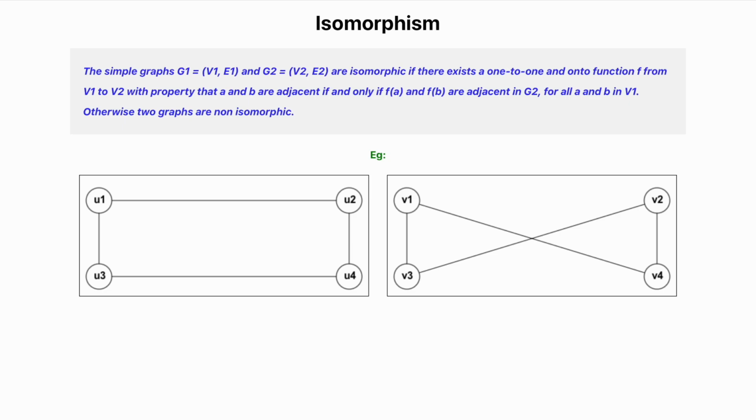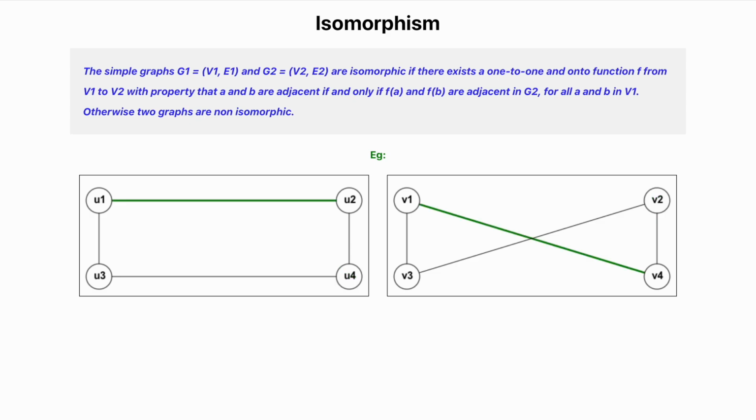In this example, f of u1 is equal to v1, f of u2 is equal to v4, f of u3 is equal to v3, f of u4 is equal to v2. This is the one-to-one correspondence between the vertex sets of both graphs. There are n factorial correspondences between two simple graphs. Let's see the correspondence for each pair of vertices.